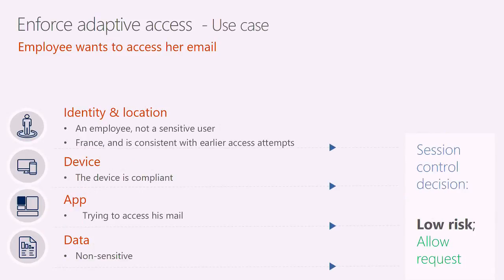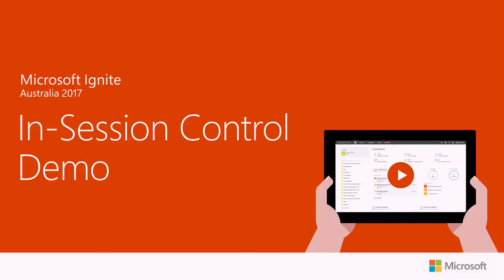So employee wants to access their email, same sort of scenario. Now, this is a common task that a user would be doing. So we don't want to necessarily block this, but we want to have some sort of details about what's going on. So in this case, the employee is not a sensitive user. They're in France, and it's consistent with other attempts that they've done before. The device is compliant, the application that they're using is fine, and the data is non-sensitive. So we'll make the decision to say this is low risk, and we'll allow that request. All right? So let's have a quick look at what this looks like in a demo.